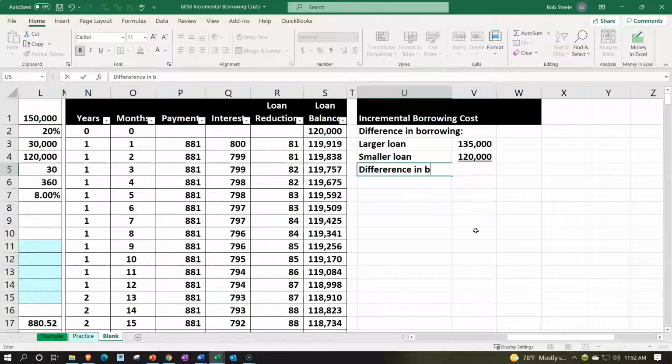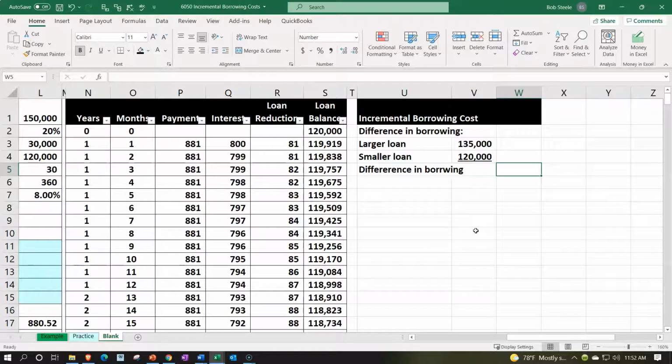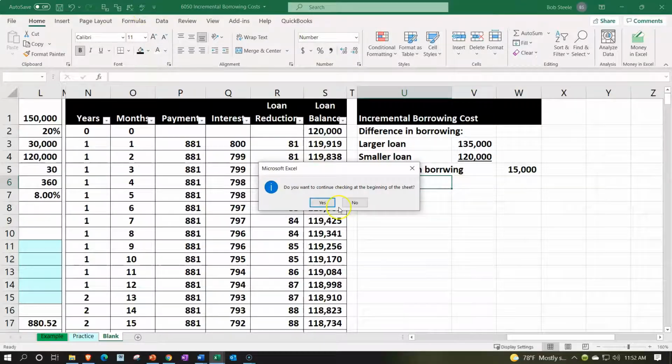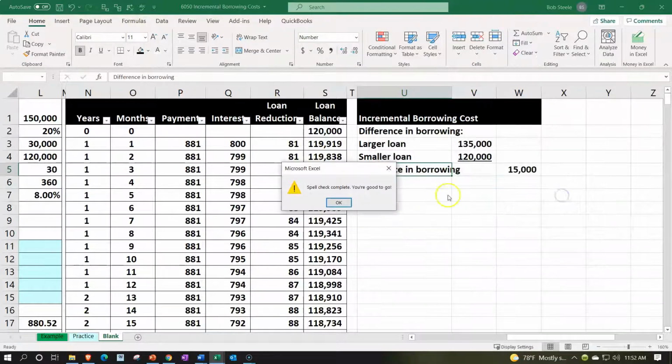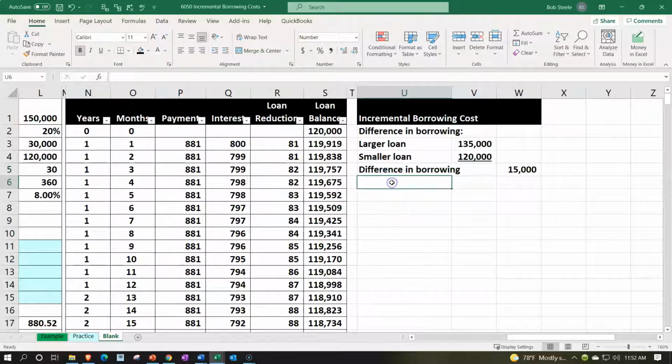in, it's still spelled wrong. I'll do a spell check. Borrowing. Oh my goodness. This will be equal to the 135 minus the 120. Could you fix my spelling in Excel? Would you? Por favor. Okay, they might have put a wrong word in there, but they say it's good now. So I'm going to then say alignment, indent, indent it again. And then we're going to have the difference.